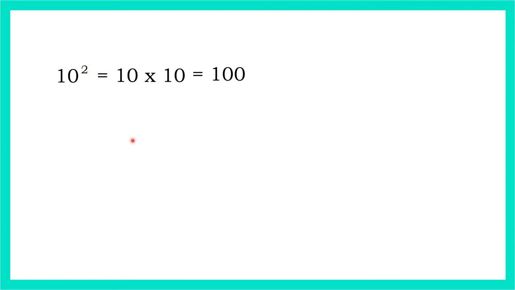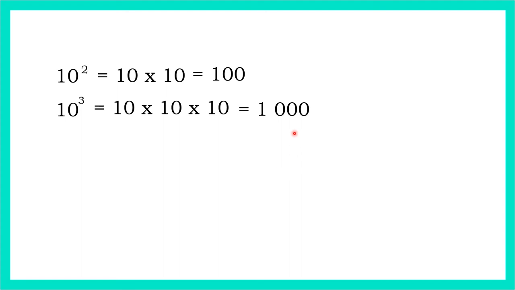Tignan natin if it works the same with the next one. Ayan, 10 cube. So, that would be tatlong beses i-multiply ang 10, di ba? So, that would be 10 times 10 times 10, and that is equal to 1,000. Again, ilan ang zeros dito, di ba? 1, 2, 3, tatlo, di ba? And then, tatlo rin dito. So, napakadali kahit hindi mo pala isulat ito, oh. Kuha mo na yung sagot, di ba?